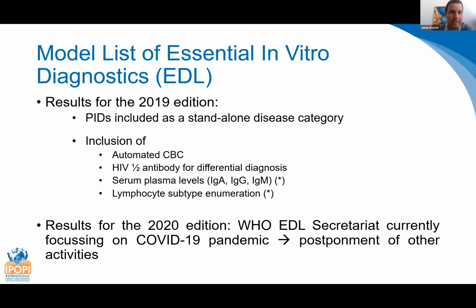Now, when we talk about essential in vitro diagnostics, of course, one thing you have to know is that when it comes to the diagnosis of primary immunodeficiency, you have several types of diagnostic tests that are involved. And we decided to actually go for the more baseline tests to start with. We thought it would increase our chances to get them in. It worked, and right now we are actually working on additional tests to be included for the upcoming list.